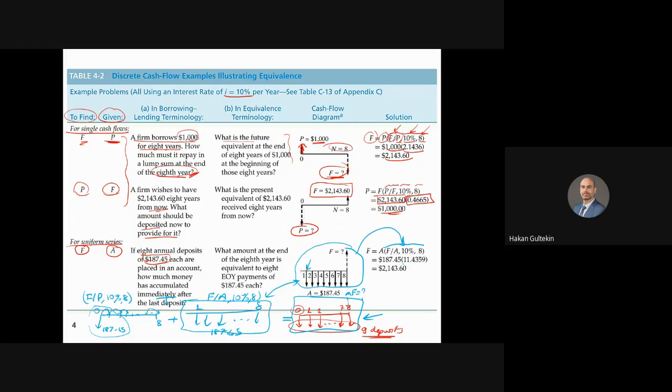And now, please go to this table, 10% table, and go to this 8, number of periods 8 in your book. And at the top, look at the 3rd column. The 3rd column of the table is for F given A. So this factor is in your book, and you should be able to read this, 11.4359. As you can see, if you have such uniform payment series, the factor is also given in your book.